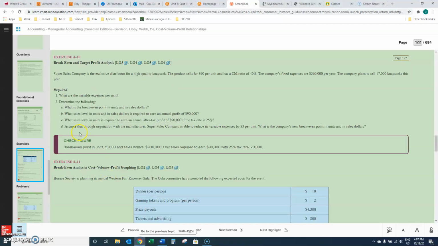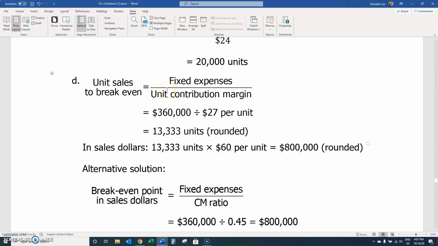And part D, assume that through negotiation with the manufacturer, they were able to reduce variable expenses by $3 per unit. What's the new break-even in unit sales and in dollar sales? So, if you're reducing your variable expenses, that means you're increasing your contribution margin. Fixed expenses stayed the same, but now you're just going to divide by the $27 per unit because it went from 24 to 27 to get the number of units. That's the unit one, and then you need to multiply those units by the sales price for each unit, $60, to get the total sales.